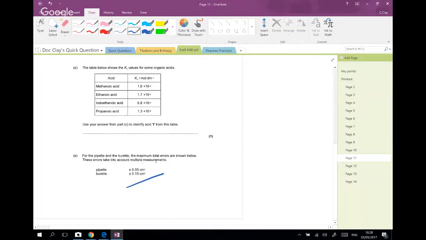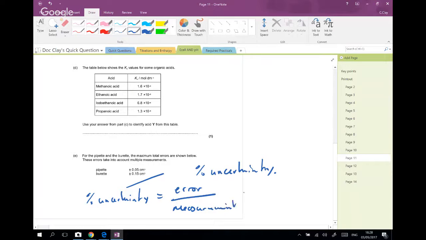So we're talking about errors here. We're now talking about percentage uncertainty rather than percentage errors. And just remember, the percentage uncertainty is equal to the error divided by the measurement, times by 100. In other words, for the pipette, assuming it was a 25 centimeter cube pipette, it would be 0.05 divided by 25, times by 100. You would whack that into a calculator and you would get about 0.2%.